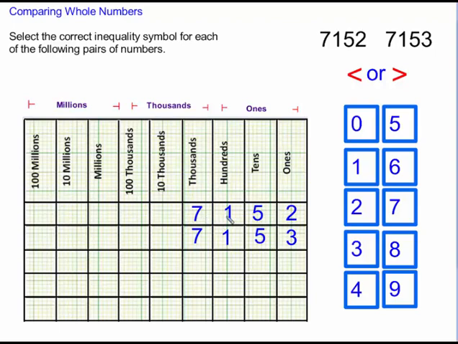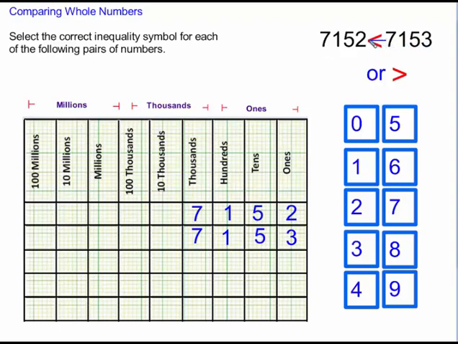So 7,152, which is this one, is smaller than that one. The correct symbol to place between them would look like this. It is read 7,152 is less than 7,153. Try to find the best way to remember which symbol is correct.